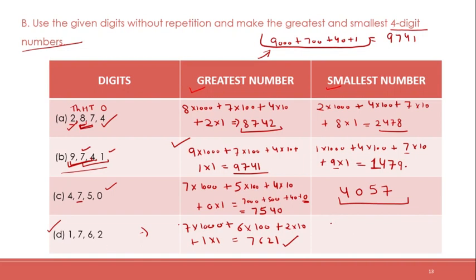Now come to the smallest. So the smallest digit is 1, 1 into 1000. Then 2 is the smallest, 2 into 100, then 6 is the smallest, 6 into 10, then the remaining is 7, 7 into 1. So we will get 1267. This is the smallest number which we can make from these given digits, right? I hope you got the concept.